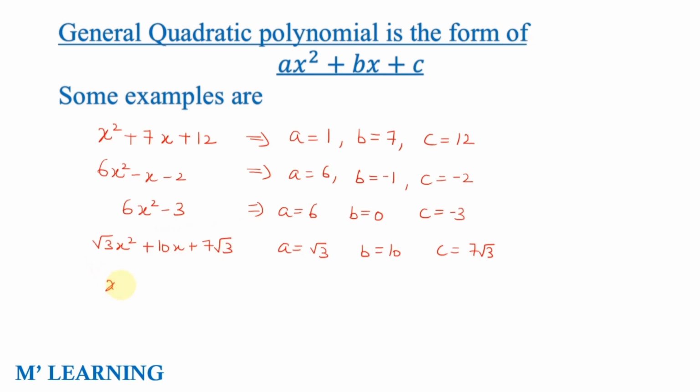Now, let's see a polynomial with rational numbers like x square minus x by 6 minus 1 by 3. In this case, we can see A will be 1, B here will be minus 1 by 6, and C will be minus 1 by 3. We can have a lot of polynomials like this, but all will be the same kind. Now let's see one more like 4x square plus 8x. Here we do not have the C term, the constant term. So C will be 0, A will be 4, B will be 8, and C will be 0.